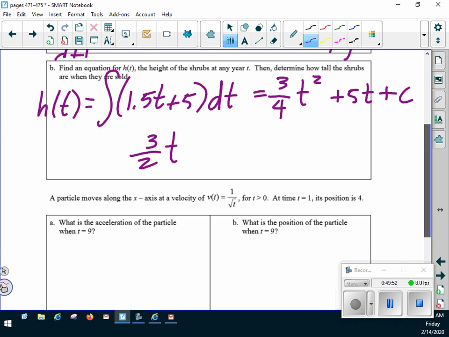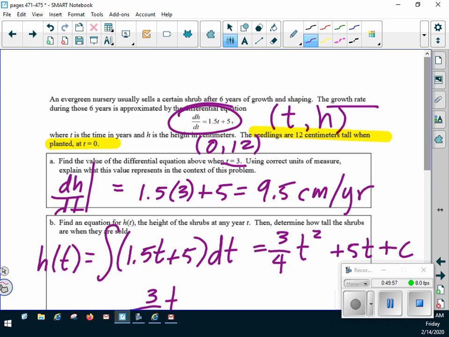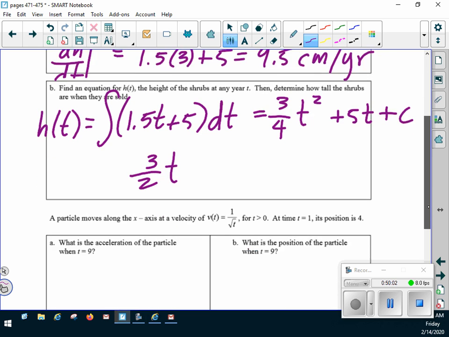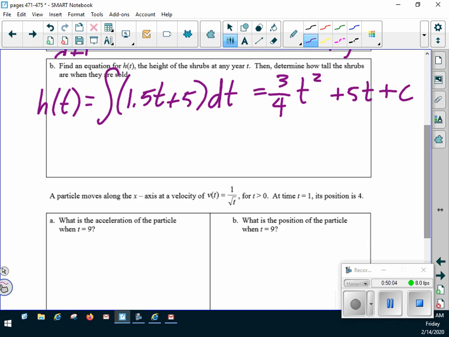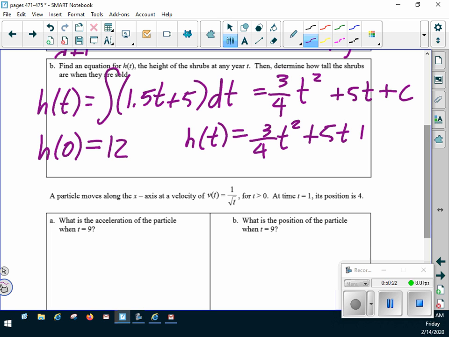Now we're going to go back and use that point because we got to figure out what c is. Well, we were told that the seedlings were 12 centimeters tall at planting time t equals 0. So h of 0 is 12, right? What's C? C is 12. Good. So my h of t is 3/4 t squared plus 5t plus 12. We got the equation. Woohoo!